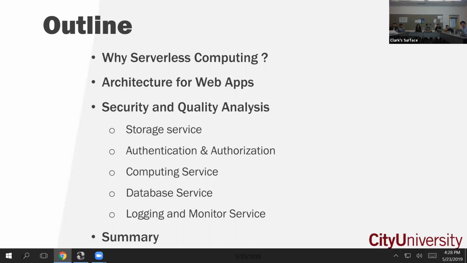Outline is why serverless computing, architecture for web apps, security and quality analysis, and then the services that we look into in those three cloud providers, and a summary. Okay.